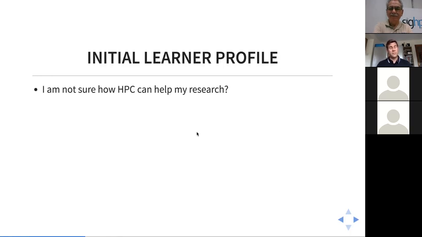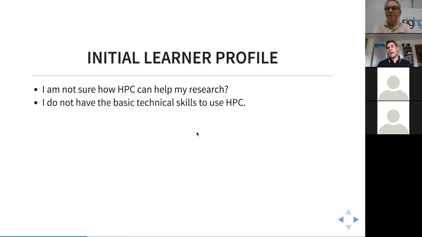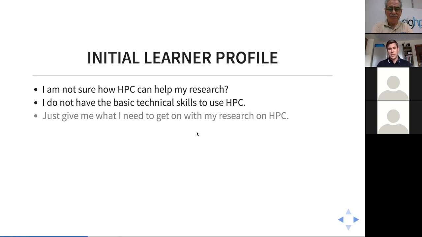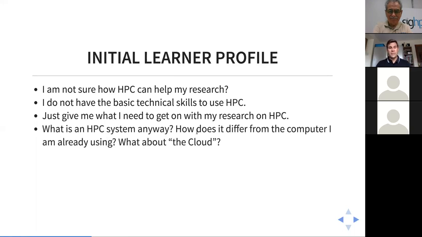covered a few different feelings of people. For people who weren't sure how HPC could help their research, they'd maybe heard of HPC and that it offered more computing power, but didn't know if it could directly help them. People who lacked the basic technical skills to use HPC. So the feeling of this is a very typical carpentry type thing. Just give me what I need to get on with my research. I'm not bothered particularly about the conceptual stuff. Just give me what I need, the tools I need.